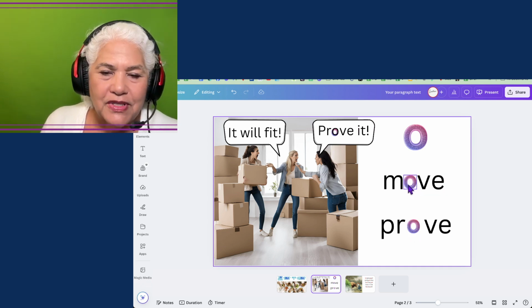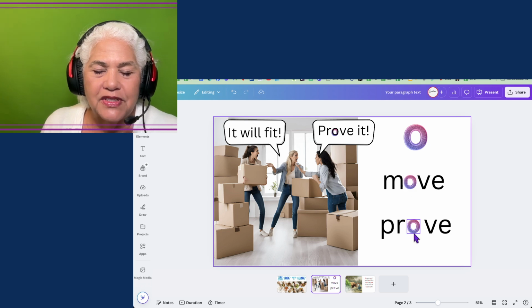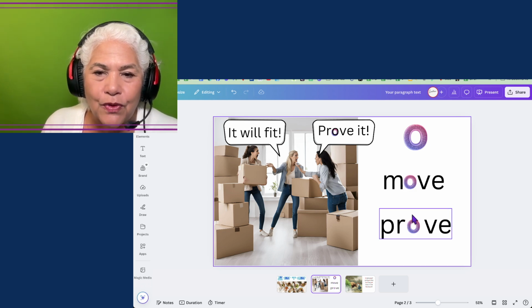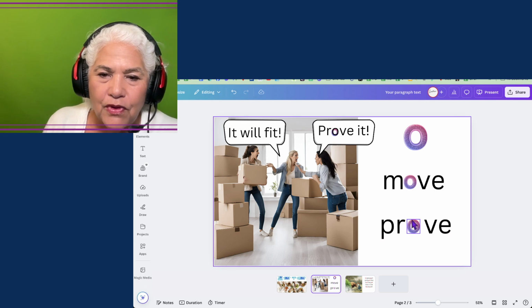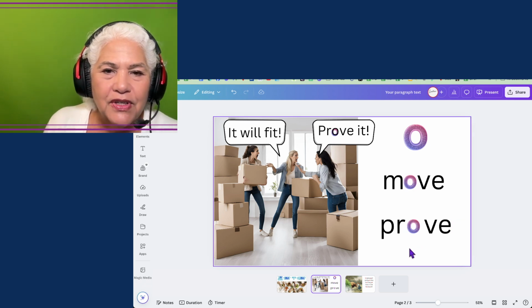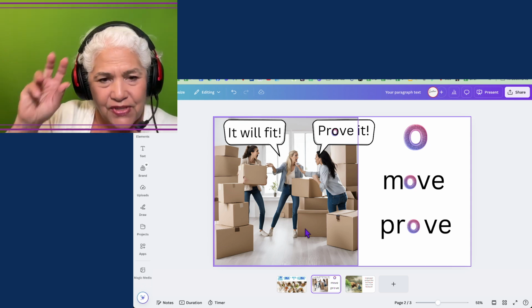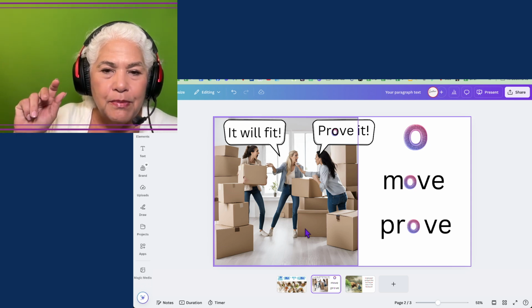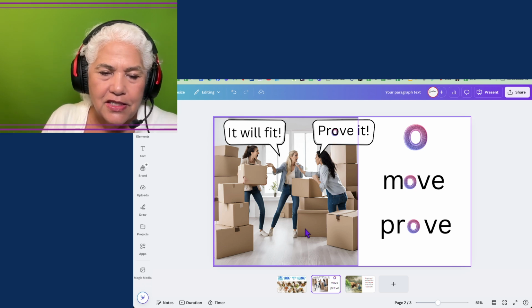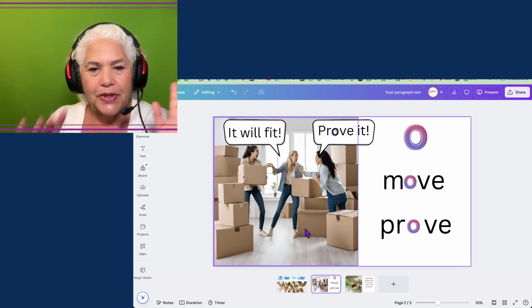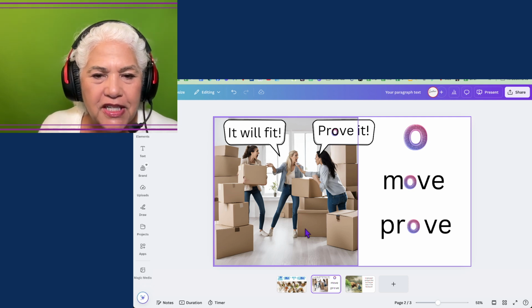I just wrote the words here, but you can have a little sentence that says, we will prove it for our move. When you move, you have to prove it fits. Whatever it is, just the visual can help you remember. And it doesn't take long. I just like people moving and arguing, and I come up with a picture, stick it on there, and then we talk about it.